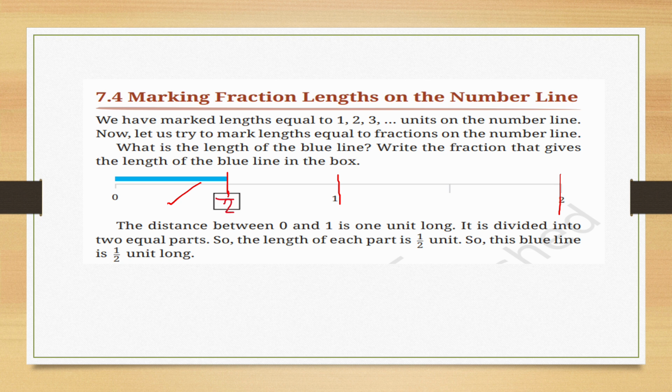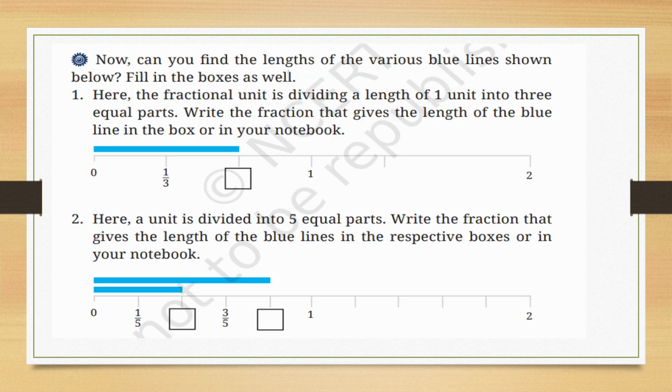So, the distance between 0 and 1 is 1 minus 0 is equal to 1 unit long. And this 1 unit is divided into 2 equal parts. So, each part is half unit. So, this blue line is half units long. Now, can you find the lengths of the various blue lines shown below? Fill in the boxes as well.